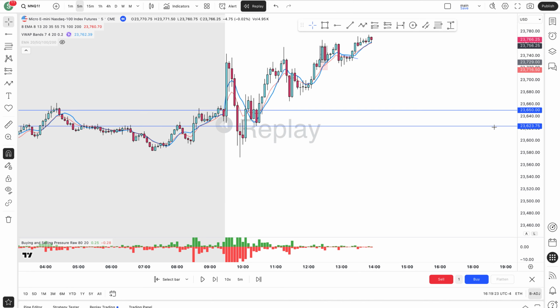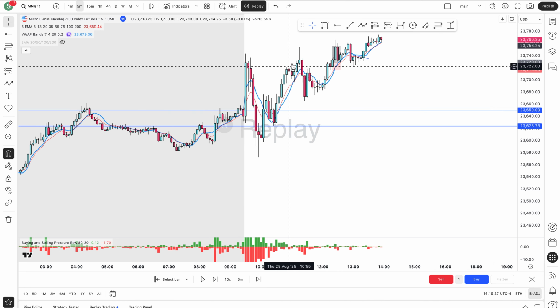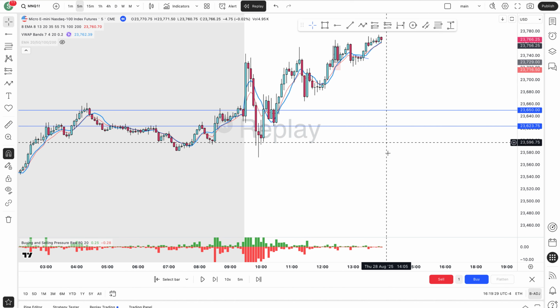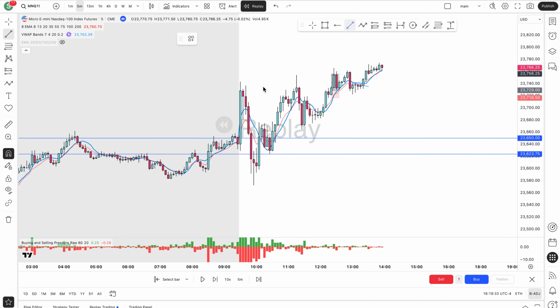Okay. And I'm going to show you the first trade I took. I didn't trade any of this. I didn't trade any of this. I waited until right here. Well, let's see what happened.